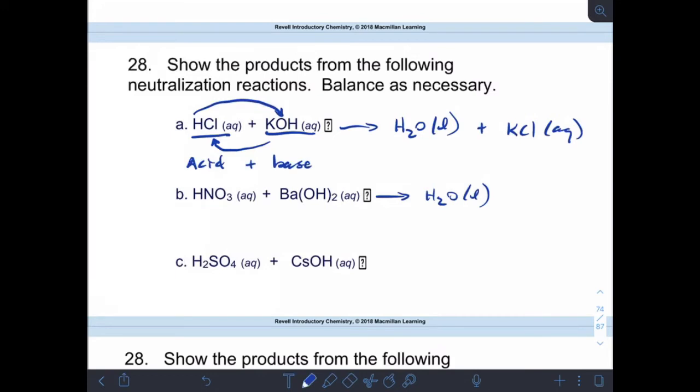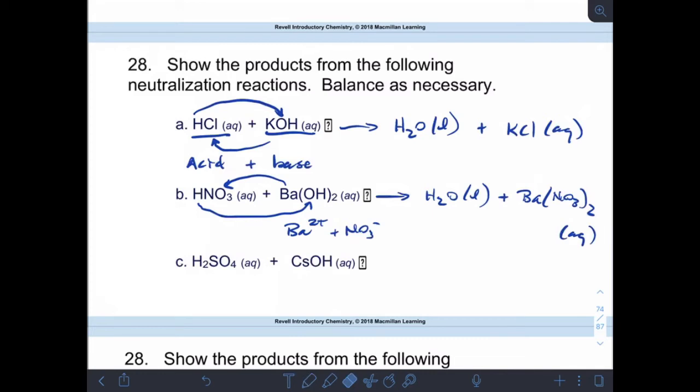Again, two aqueous things, I can do a double displacement. So my H is going to go with the OH, and my barium with the nitrate. And I've already done the H with the OH to make H2O. So my other product is barium nitrate. And that's a barium 2 plus and an NO3 minus. So that means that I need two nitrates. So I get barium and two nitrates. And anything with a nitrate is aqueous.